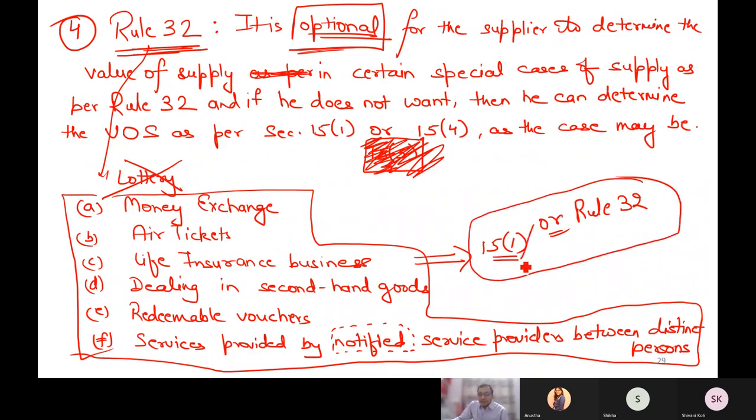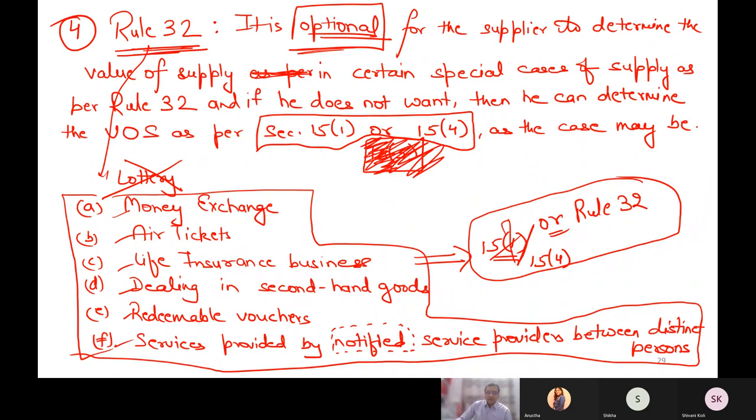I'm using 15.1. Why? Because 15.1 is the normal section. In case 15.1 is not applicable, then I have 15.4 also. These two are only there. I'm not writing 15.5. Why? Because in 15.5 only lottery I have covered, and you can see lottery is not included here. So for lottery you don't have rule 32. That is why in the theory also I have written that either determine the value as per rule 32. If you don't want, then determine the value as per 15.1. If 15.1 is not applicable, then apply 15.4.